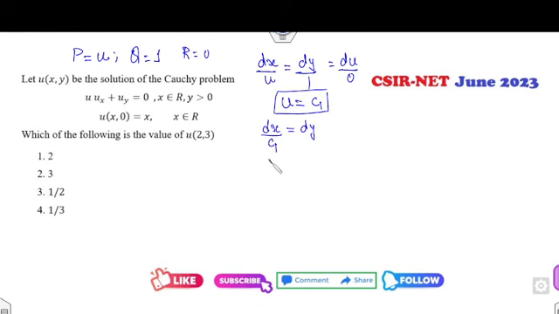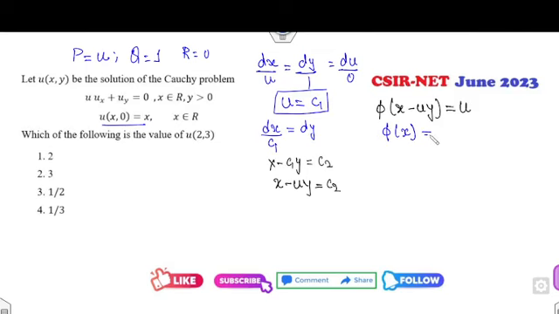If you integrate them, x minus c1 y is equal to constant, or x minus uy is equal to constant. I can write in terms of the phi: x minus uy is equal to u. Apply the initial condition, phi y is equal to 0, u is equal to x, y is equal to 0, x is equal to x. So that's an identity function.